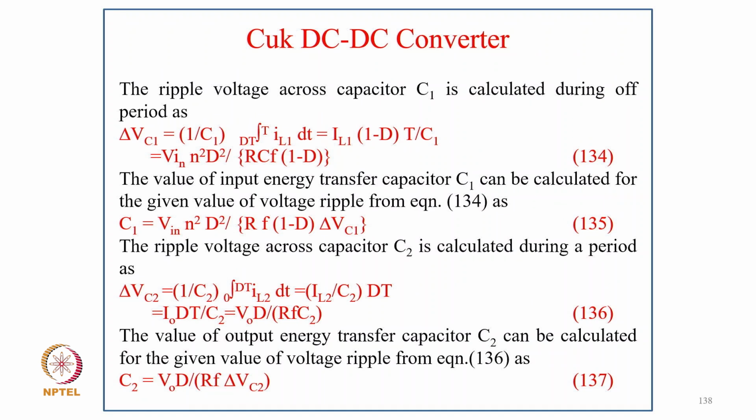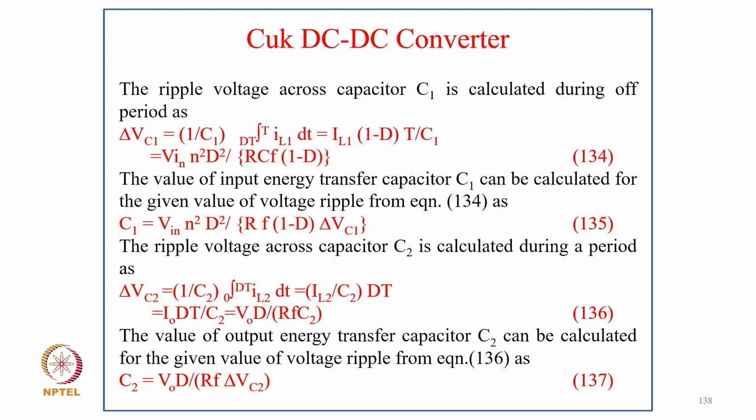The ripple voltage across C1 is calculated during the off period. So delta VC1 equal to 1 upon C1 integral from DT to T of IL1 dt, or equal to IL1 (1 minus D) T upon C1, that is equal to VIN square D square divided by R C F (1 minus D). The value of input energy transfer capacitor C1 must be calculated for the given value of voltage ripple, and C1 equal to VIN N square D T square divided by R F (1 minus D) delta VC1.